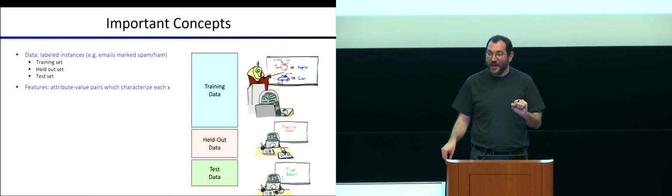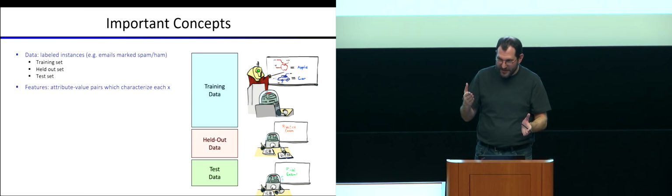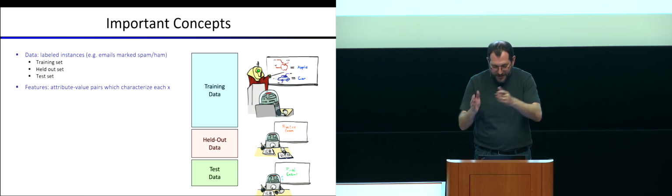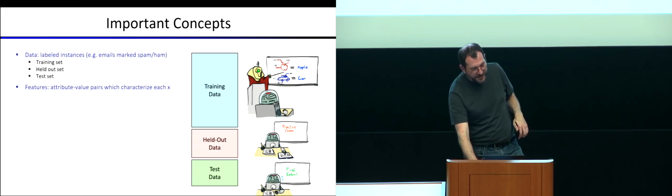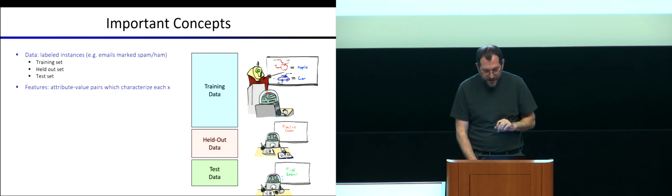And in practice, there's usually other little shards of the data that you're going to want to have. So for example, one common one is held out data. We'll see today and in future lectures what that's for. So you're going to take your big vat of undifferentiated data and break it into pieces. You're going to have features, which are these attribute value pairs which characterize the inputs. Classically, these are like little pieces of code you write to detect how many times the word free occurs, and whether or not this email sender is in your contact list, and so on.